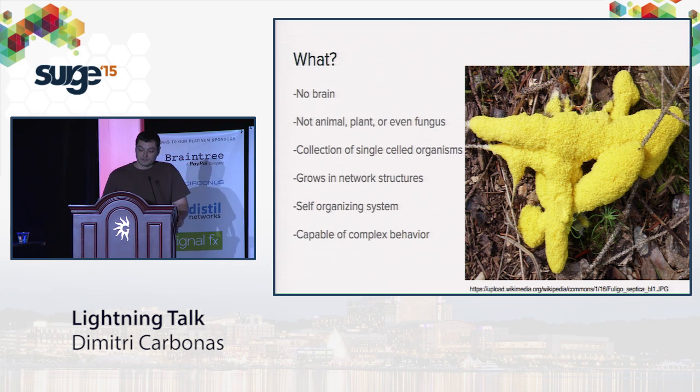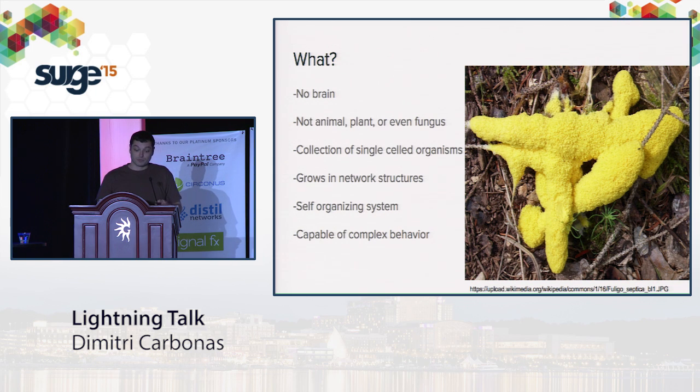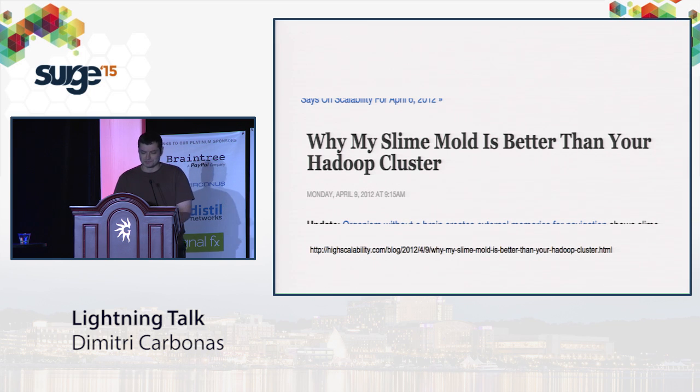Perhaps you've woken up one morning to find a strange orange or yellowish foam growing on a lawn or on a tree. This is called a slime mold. It has no brain. It doesn't belong to the animal kingdom, the plant kingdom, or even the fungus kingdom. So the term mold is actually a misnomer. It's a collection of single-celled organisms, eukaryotes, that bear resemblance most of all to amoebas. It grows in a network structure. It's a self-organizing system, and it's capable of complex behavior. And this last bit has been responsible for a great deal of buzz online about slime molds. For example, it's responsible for such blog titles as, "Why My Slime Mold is Better Than Your Hadoop Cluster."